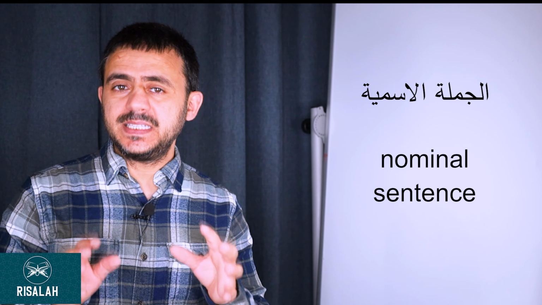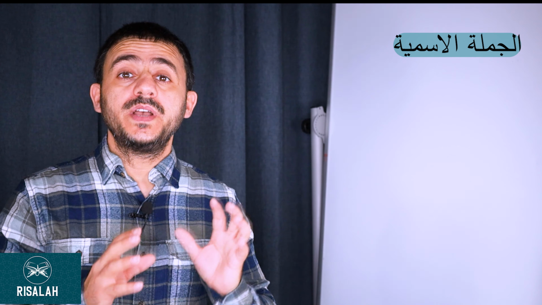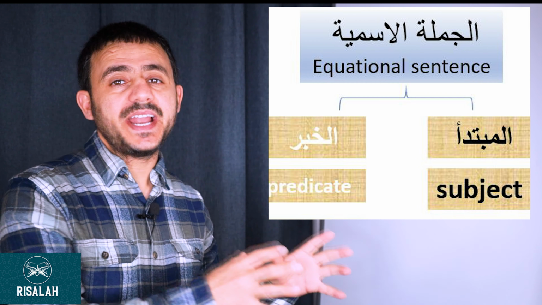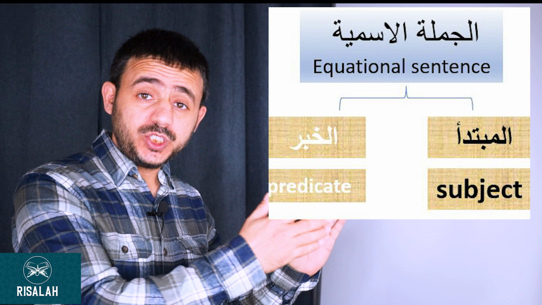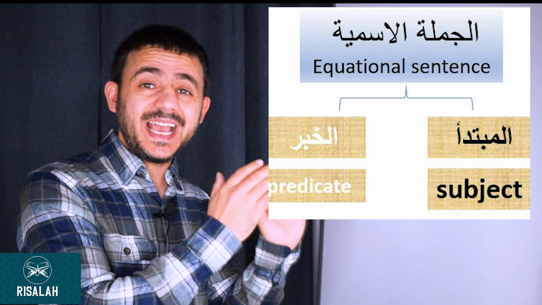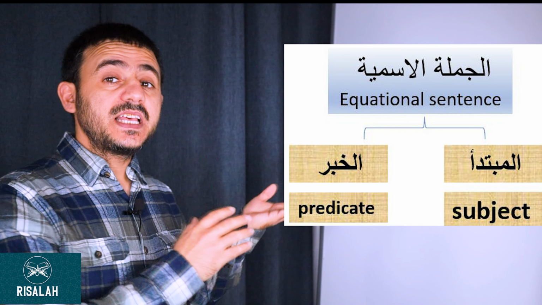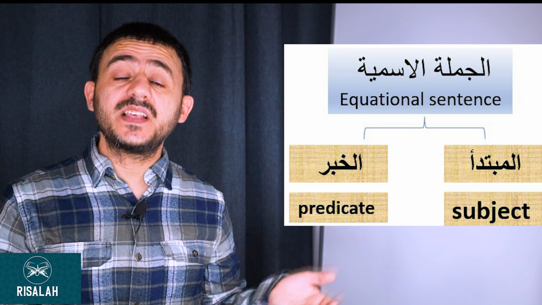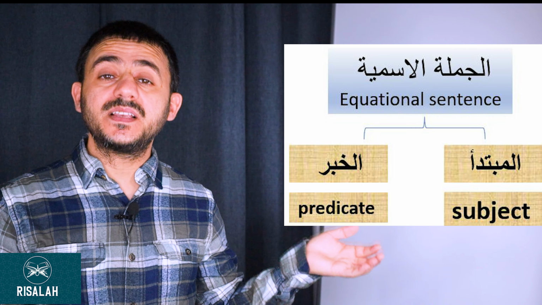First thing that you need to know is that equational sentences are also referred to as nominal sentences. That means sentences that are made by nouns. So it has two main parts. It has a mubtada, which has to be a noun. Mubtada, which is the subject. The subject has to be a noun. And then it has the second part of it, which is referred to as al-khabar. Al-khabar is the predicate.